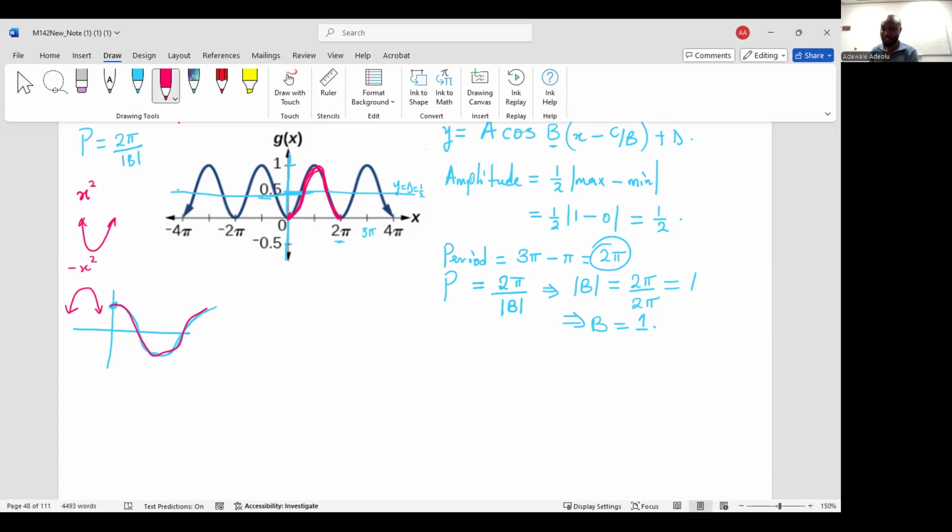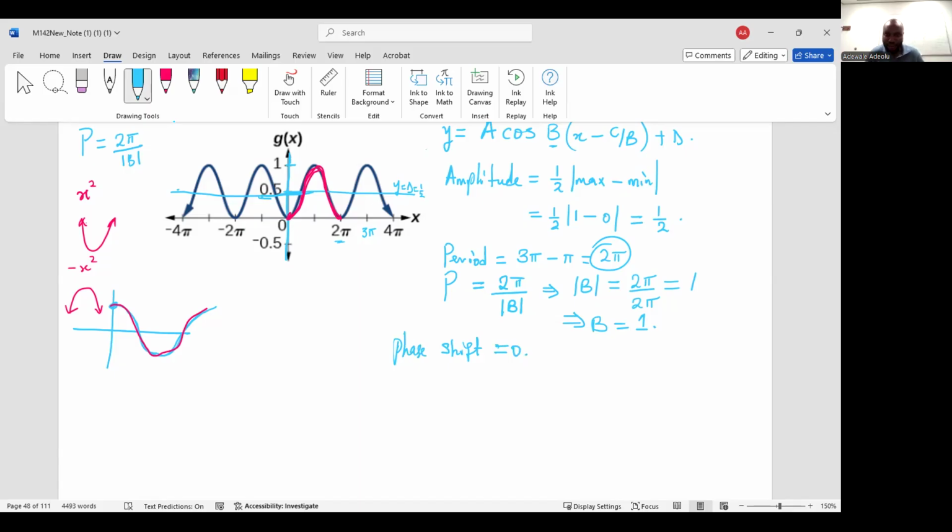Then that means there is no shift. However, I need to account for the fact that I consider the one that is moving from the other side instead of this way. Okay. I don't want you to get confused. So what I have now, I will claim that the phase shift is 0. That is, I do not have a phase shift.